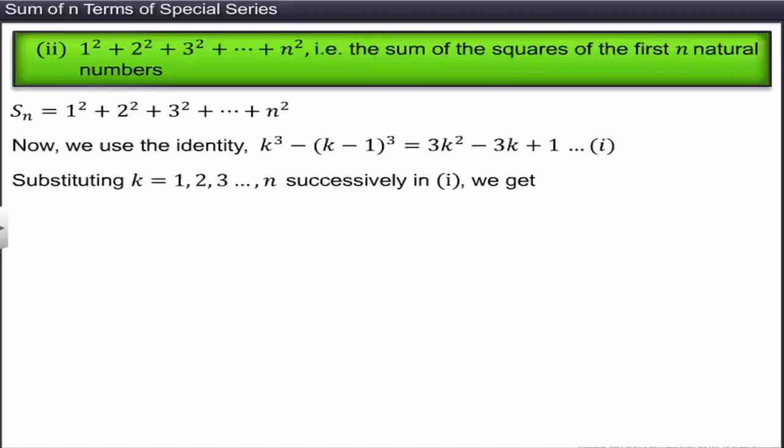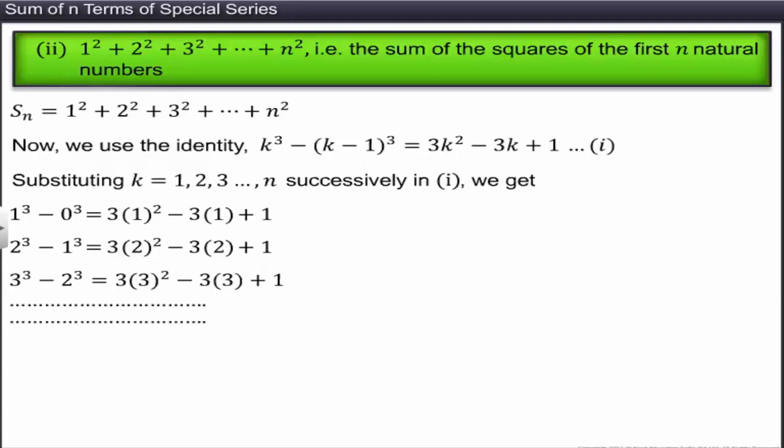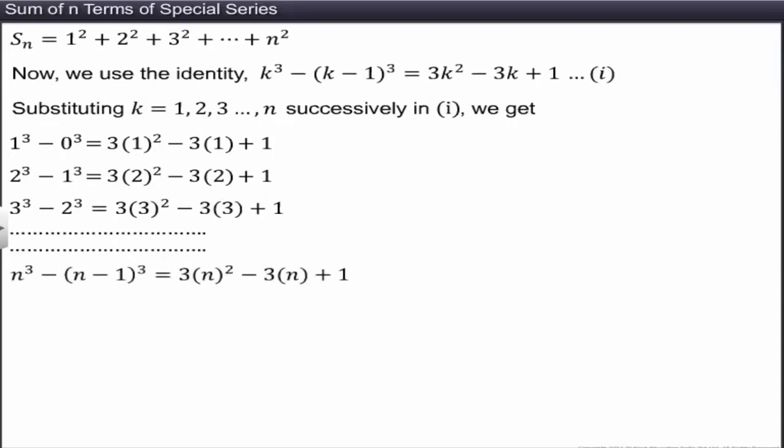1 cube minus 0 cube is equal to 3 into 1 square minus 3 into 1 plus 1. 2 cube minus 1 cube is equal to 3 into 2 square minus 3 into 2 plus 1. 3 cube minus 2 cube is equal to 3 into 3 square minus 3 into 3 plus 1. We get the subsequent terms in a similar fashion. On substituting k is equal to n, we get n cube minus n minus 1 whole cube is equal to 3n square minus 3n plus 1.